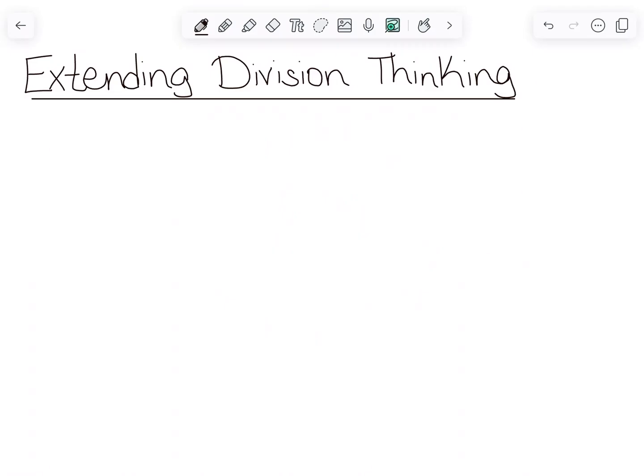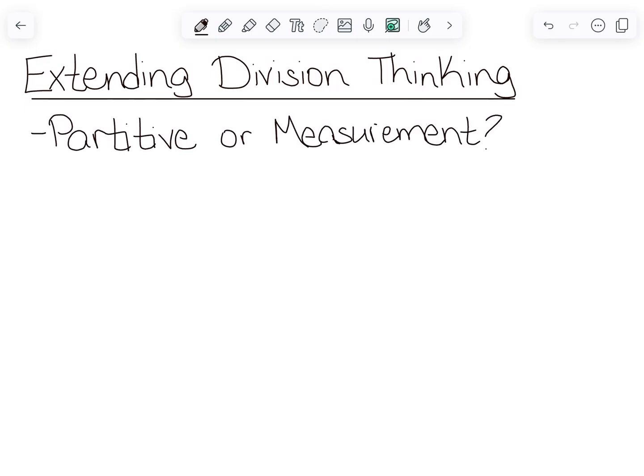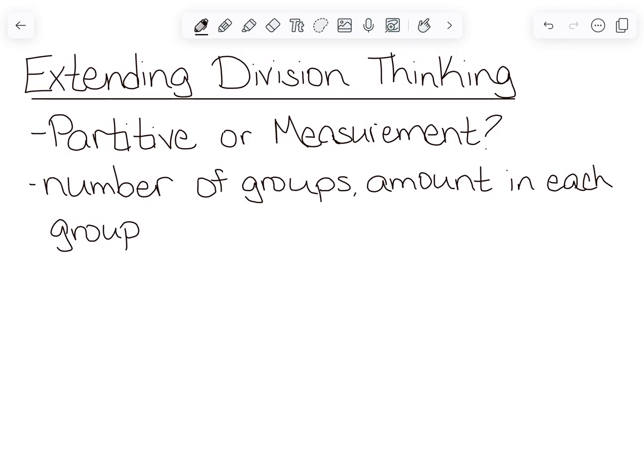Let's bring everything together with more practice and a look at remainders. As we're looking at problems, the first question we want to ask is: is it partitive or measurement division? The next step: which value represents the number of groups and which is the amount in each group?